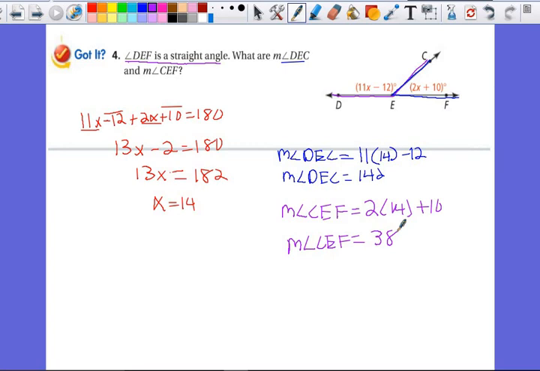Now, again, we always want to go through and double check our work. So, to be able to check it, we can just take the 142 and add 38 to it, and it should equal 180 because that's what a straight angle does. So, that is our section on angles. Hopefully you got a lot from it, and see you in class.